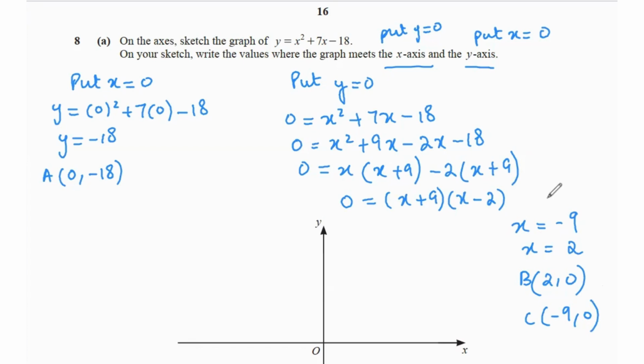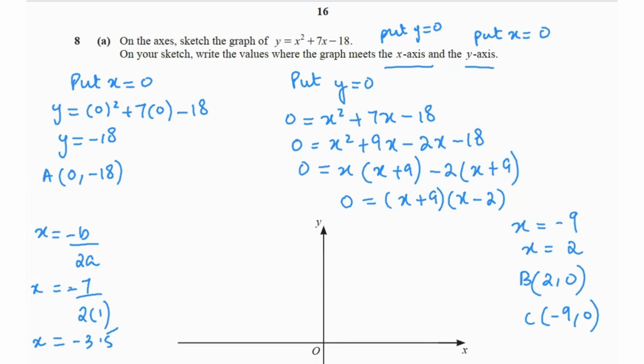And what else do we need? We can find the line of symmetry as well, which is going to be x equals negative b over 2a. b is 7. So negative 7 over 2 times 1. So negative 7 divided by 2, that's negative 3.5. That is your line of symmetry.